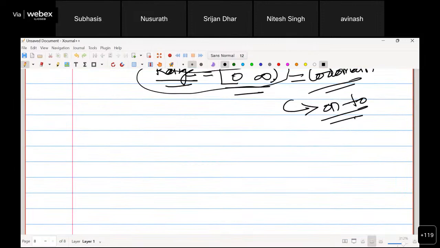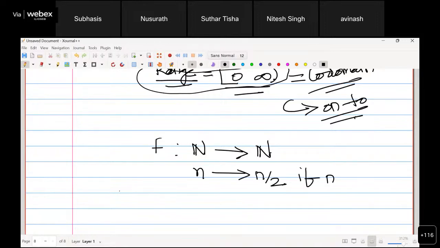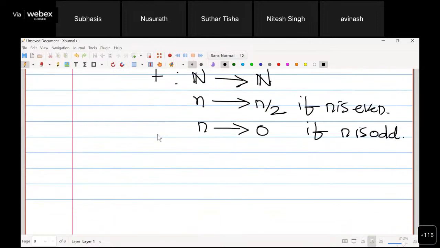Okay. Let's take one more example. I'll take one more example, but before that, let me take this one. n goes to n by 2 if n is even, and n goes to 0 if n is odd. What is the domain of this function?